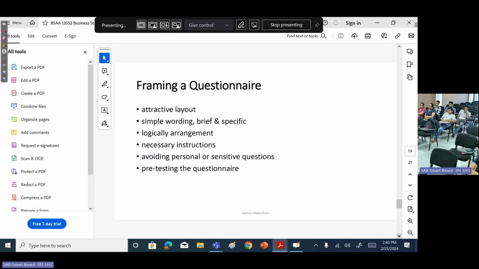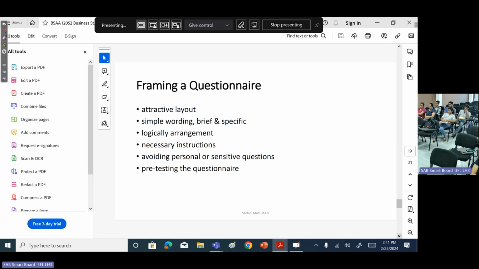Always we use simple words to prepare the question. For example: what is your age? What is your preferred payment method? Always use simple words and write short, brief questions. Then logical arrangement.